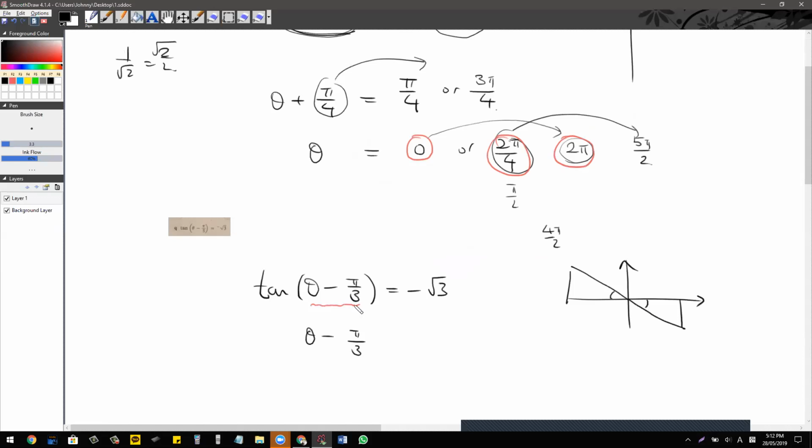So whatever this angle is, there are two answers. One of them is negative pi over 3, which is this one here. Or you can take this one here. That's 120, isn't it? Yes, which is 2 pi over 3.